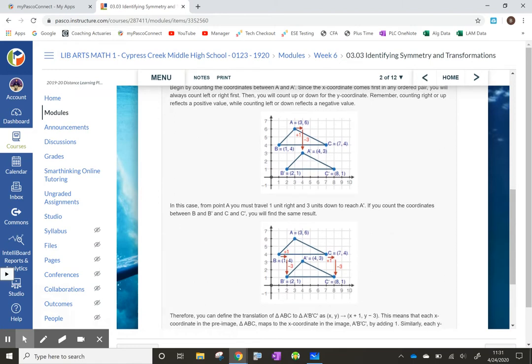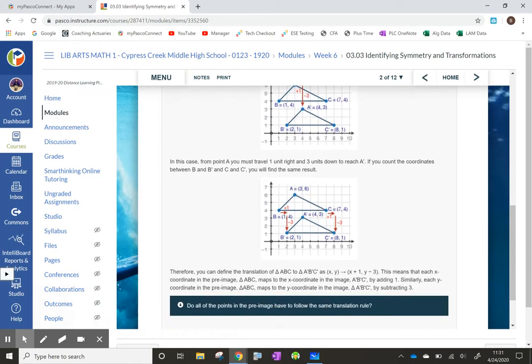And you can see they draw that illustration there. And if you look at it on this graph in front of you, you can see that the point from B to B prime does the same thing. And from C to C prime, it does the same thing, which is go right 1 and down 3. Every single point moved right 1 and down 3. We just used A to A prime to find it originally. But it's the exact same thing regardless for the B and B prime and the C and C prime.